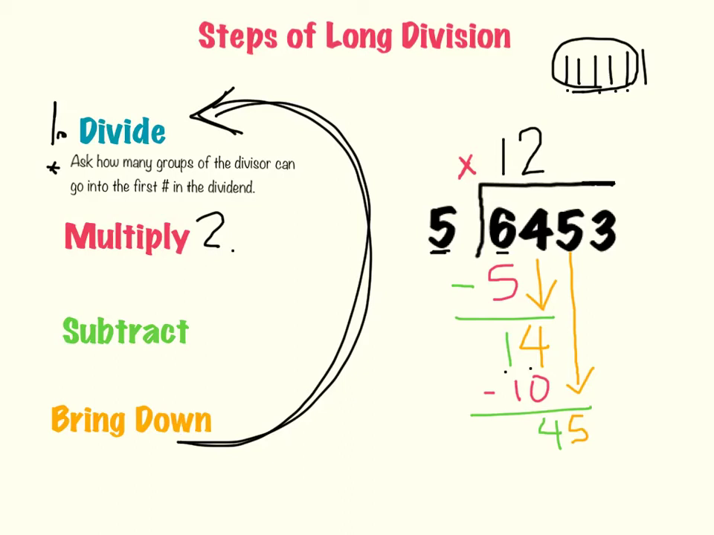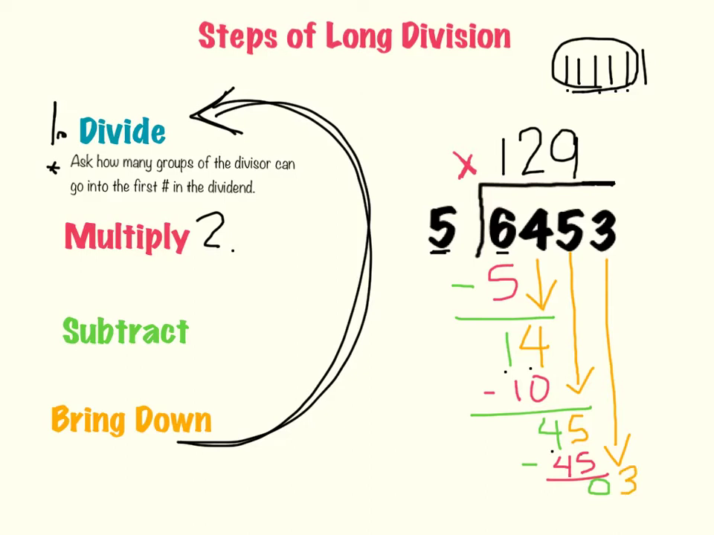5 goes into 45 9 times. 9 times 5 is 45. So we multiply 9 times 5 and we get 45. When we subtract, we're going to get 0. The next step is bring down. We bring down a 3.